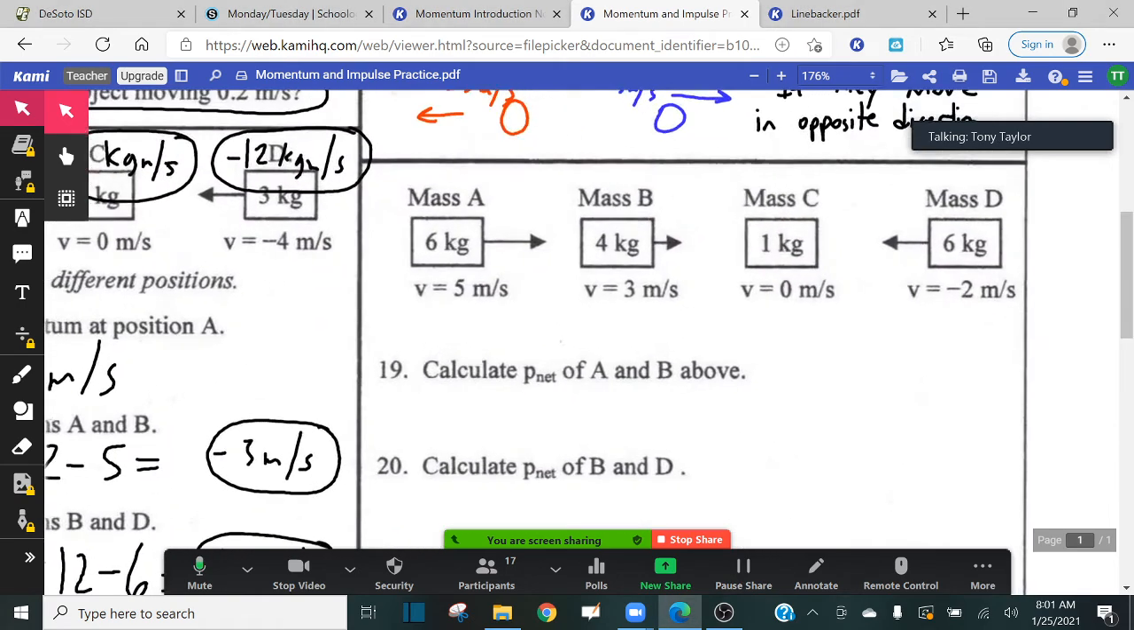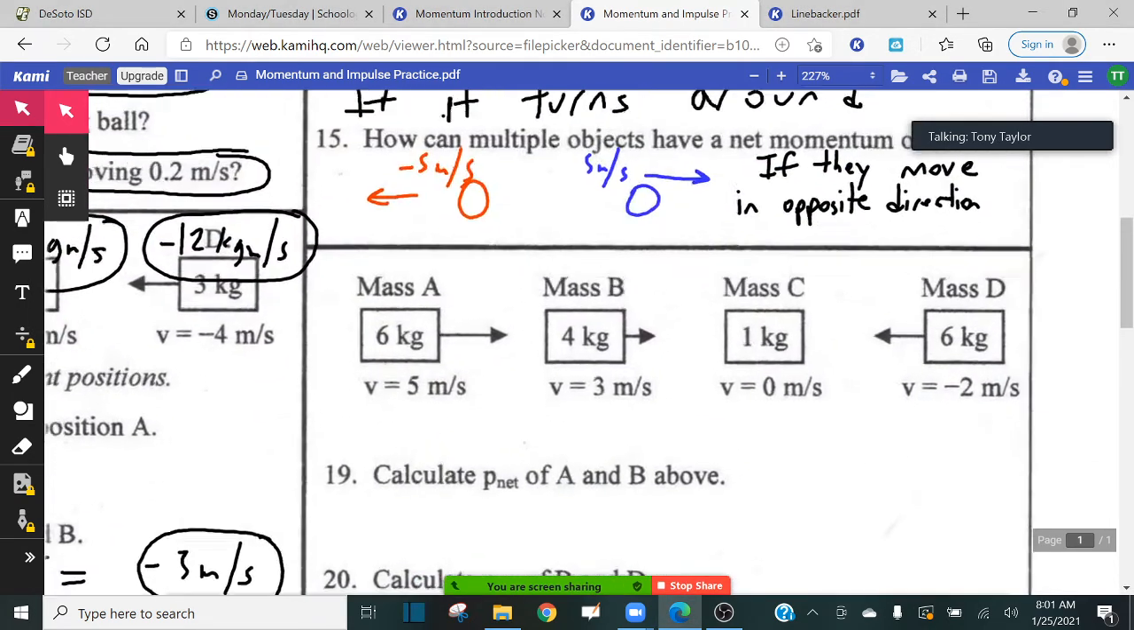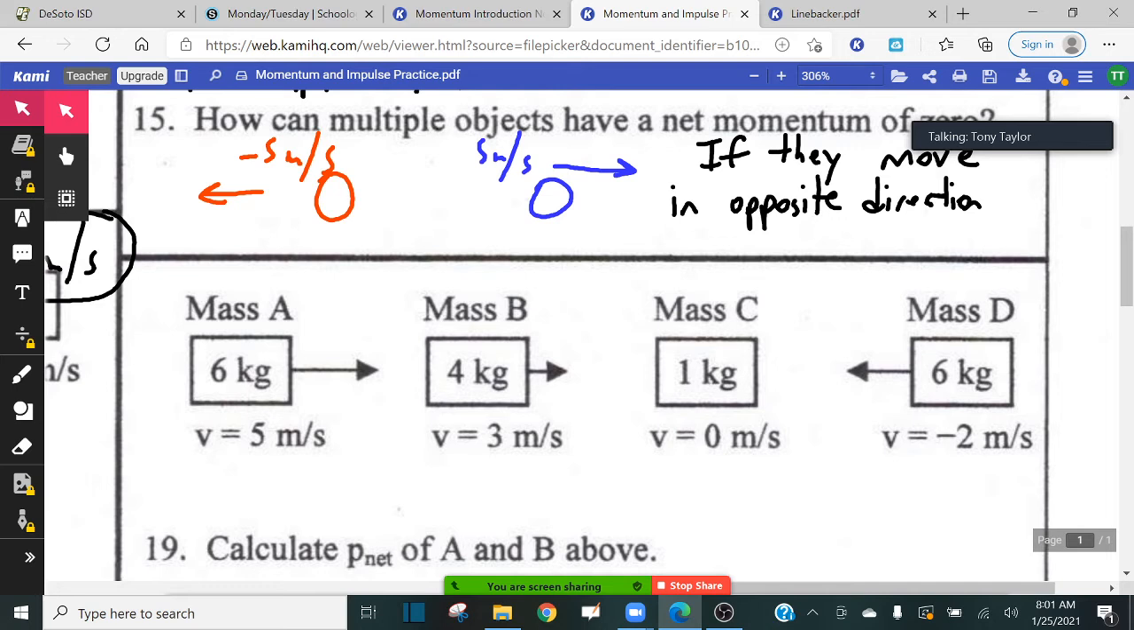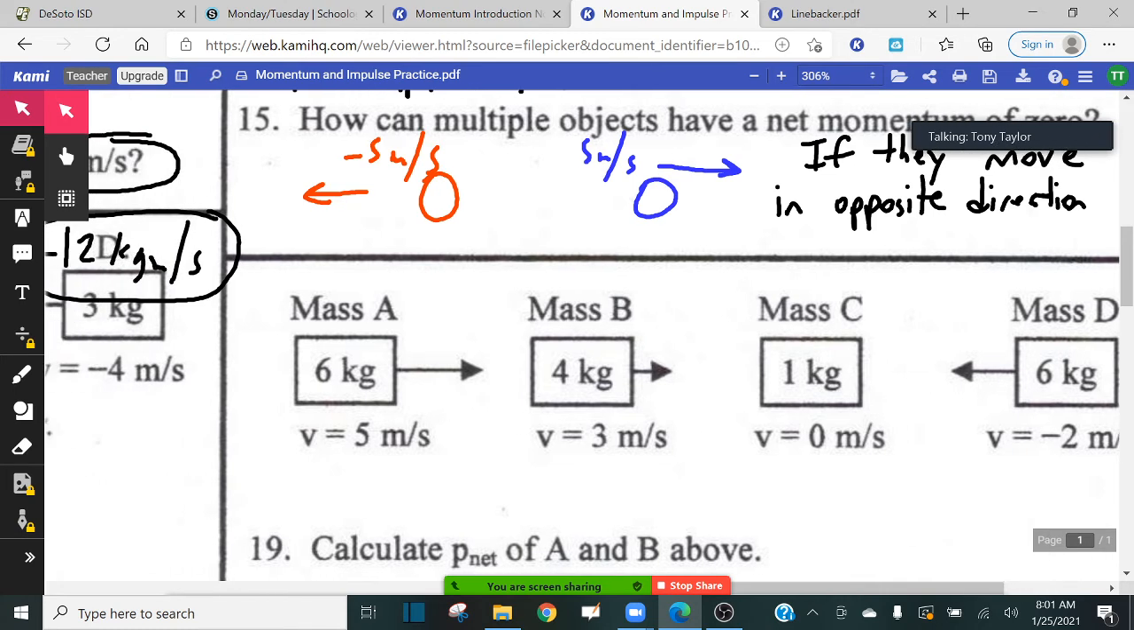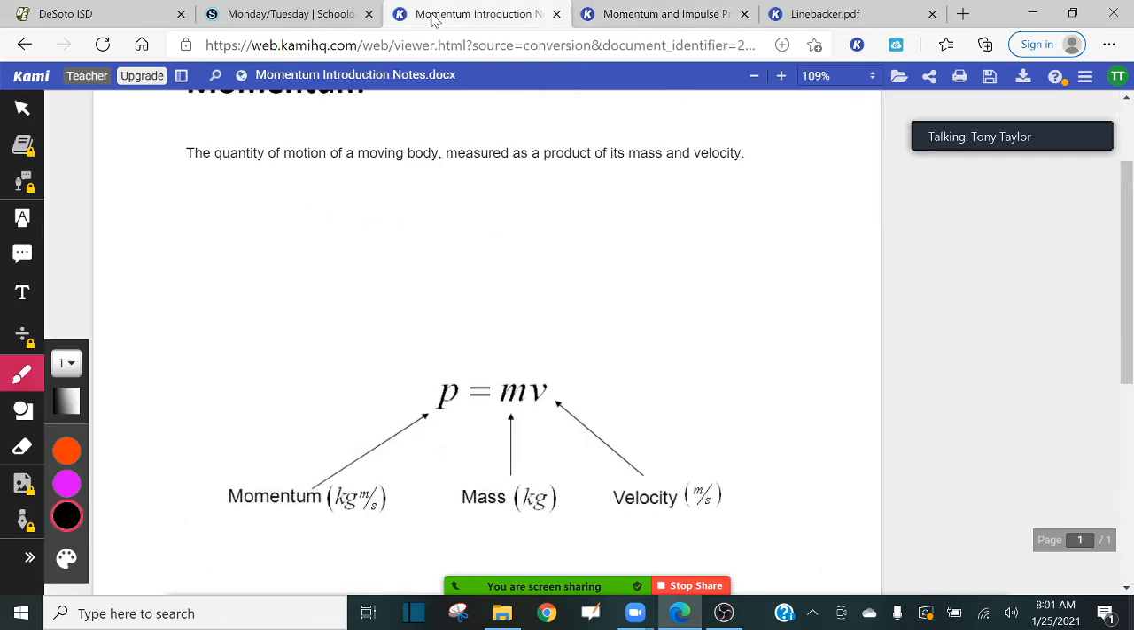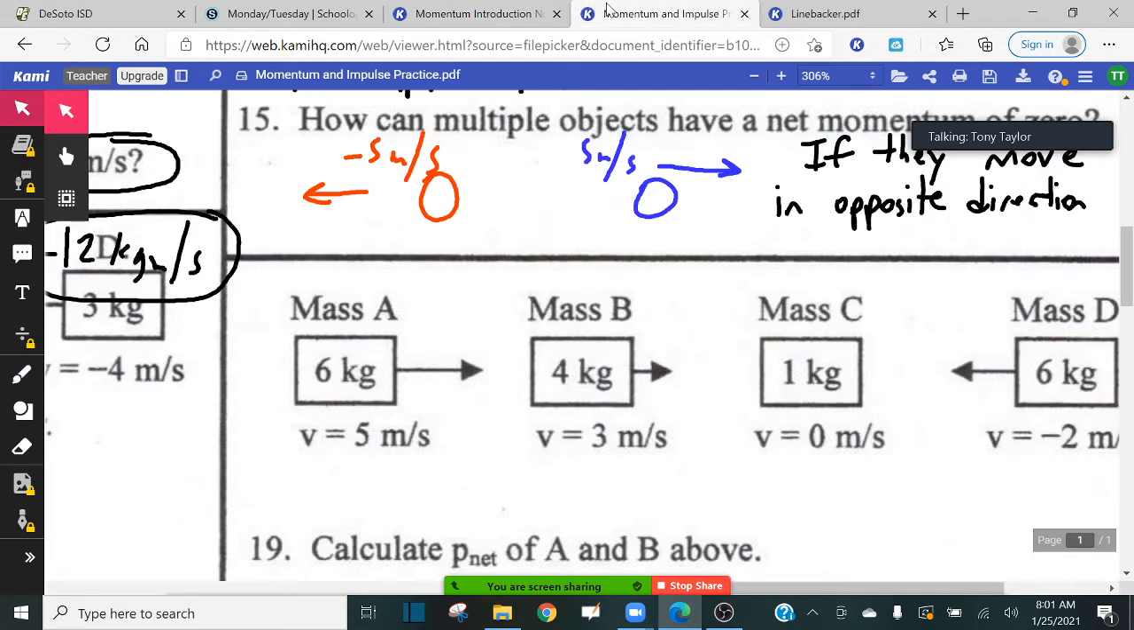So before I do number 19, 20, and 21, I want to calculate the momentum of these individual masses. In this situation we actually do have different masses. This is mass A, mass B, mass C, mass D, and we can clearly see that these masses are different. Let us calculate the momentum of each of these masses first before we answer these questions.